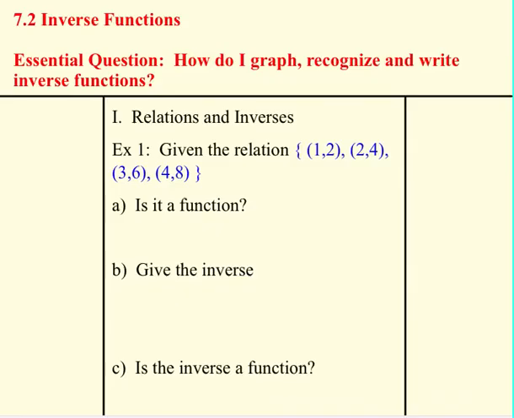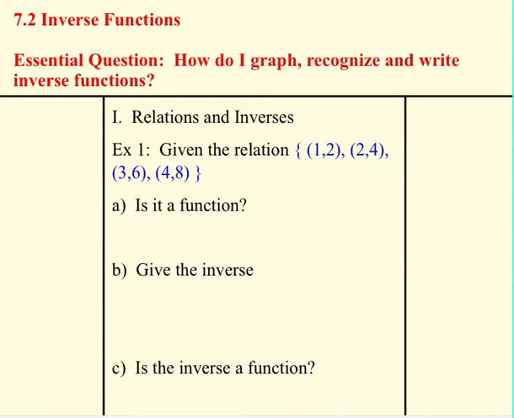Starting with our first example, we're given a relation, just a set of ordered pairs, and we're asked to determine whether or not it's a function. So when you're looking at the relation, again, look at the x values. The y values can repeat. Think about a parabola. You've got 2 squared is 4, and negative 2 squared is 4, but it's still a function. So the y values can repeat, not the x values.